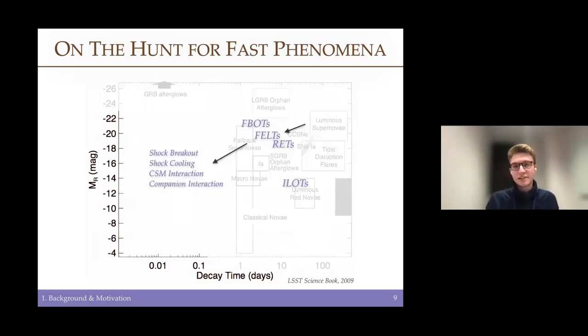So things like FBOTs, belts, RETs, ILOTs, all of these, there's a zoo of different acronyms to describe phenomenologically the different events that we've seen without yet uncovering the physical systems that drive them. But in my case, I'm interested in fast phenomena. That is to say, not necessarily unique classes of events that evolve quickly, but features of classes that we know relatively well, and those features which occur at early times and evolve relatively quickly. So things like shock breakout, shock cooling, CSM interaction, and companion interaction.